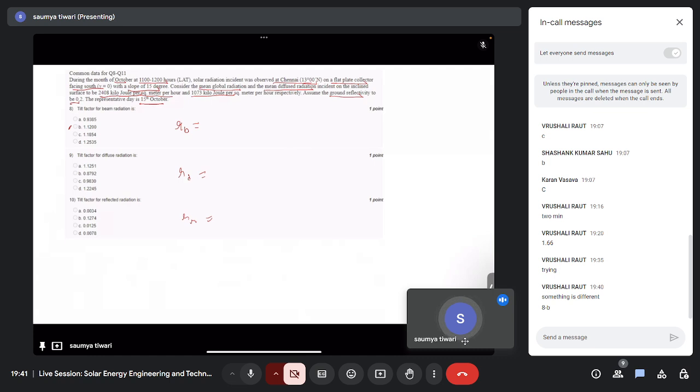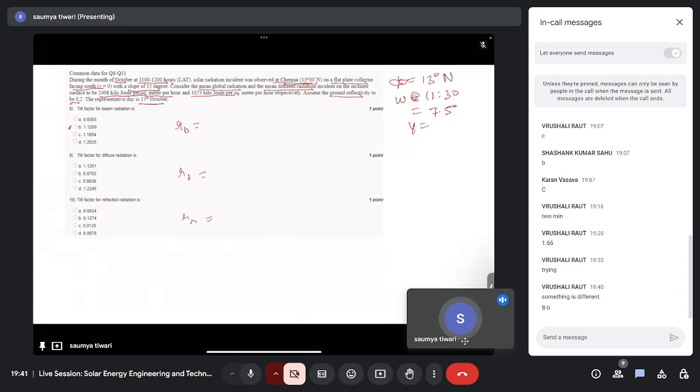Okay, let's see what's given in the question. During the month of October at 11 to 12 hours, so we are talking about Chennai. Phi is given, right? Your phi is 13° north. Your hour angle is given. The hour angle from 11 to 12 will correspond to 11:30, right? Which will be equal to positive 7.5°.